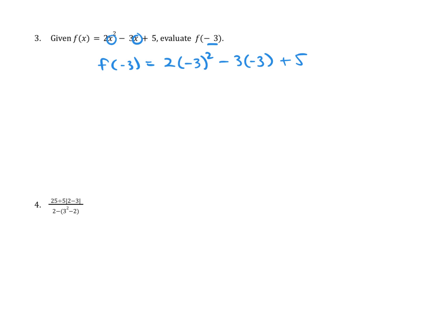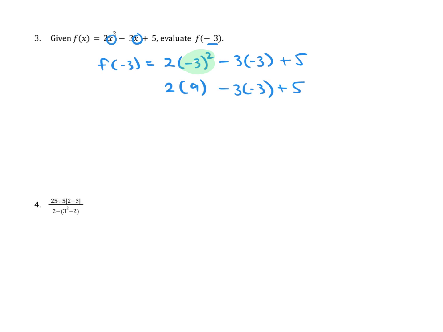And now I need to use the order of operations to evaluate this. I do have parentheses, but there's nothing to do inside them. So my next step is the exponents. I have an exponent right here. So I'm going to do -3 squared, which is positive 9. So that's 2 times 9 minus 3 times -3 plus 5.